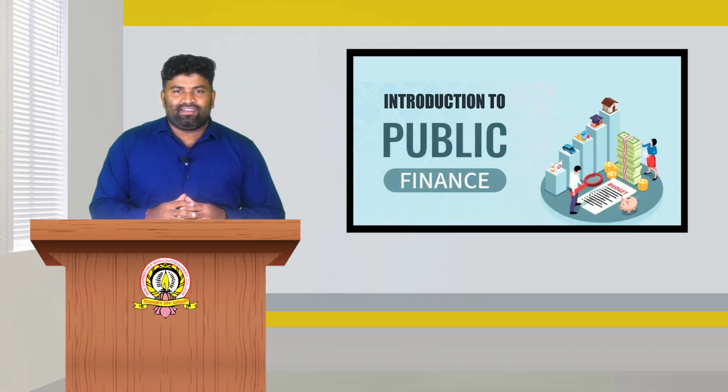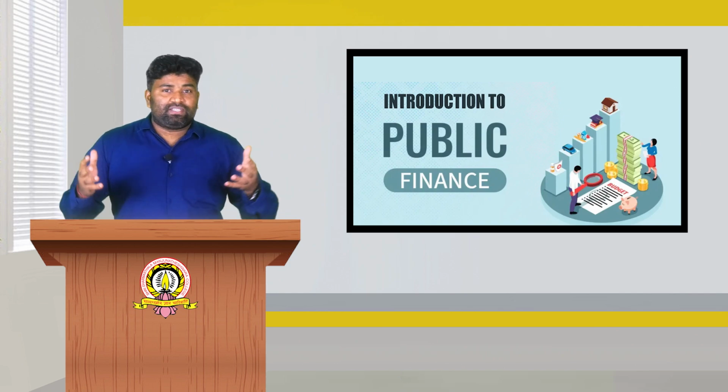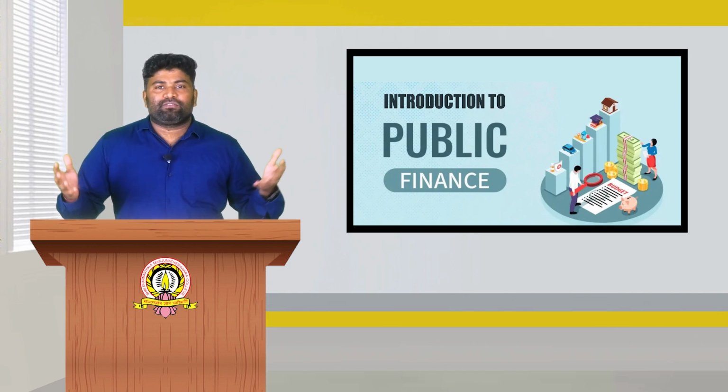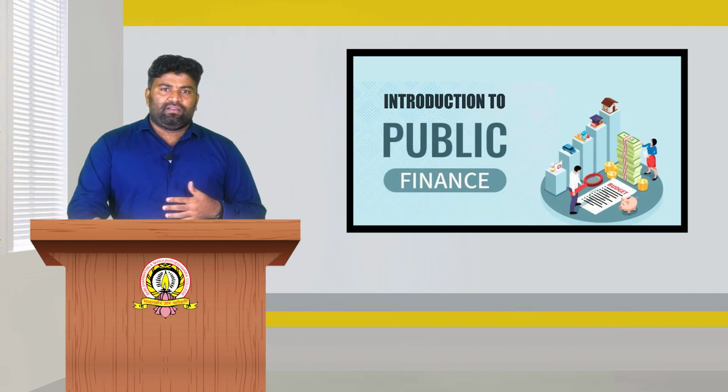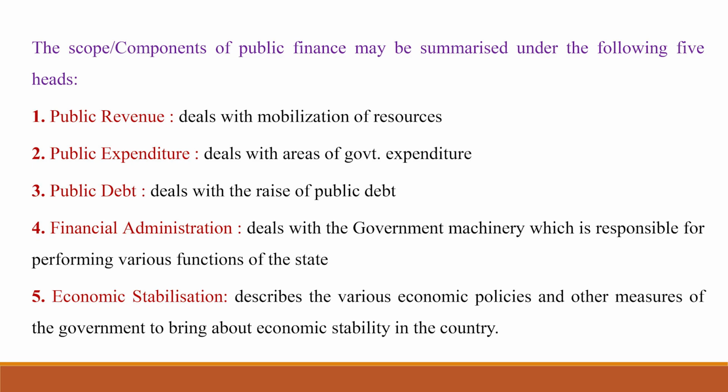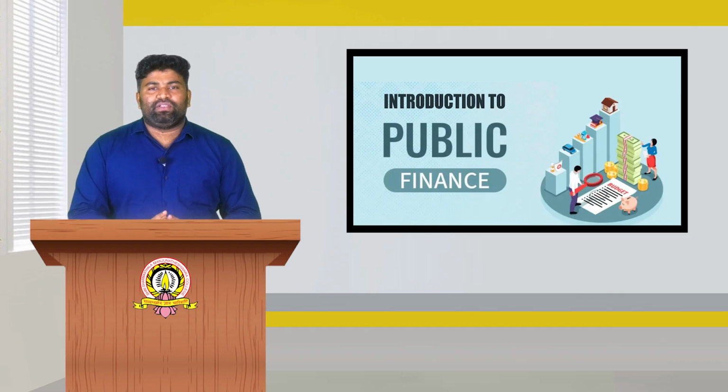We go for the scope of public finance. My dear friends, what does it mean? The scope stands for the different subject matters or topics covered under public finance. We go one by one. If you look at the slide, it is segregated into five points. The very first scope or subject matter of public finance is public revenue. The second is public expenditure. The third one is public debt, the fourth is financial administration, and the fifth one is economic stabilization.